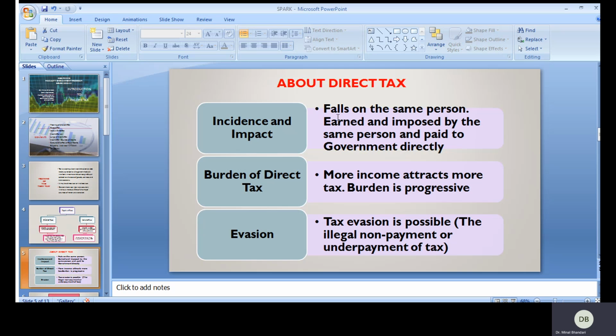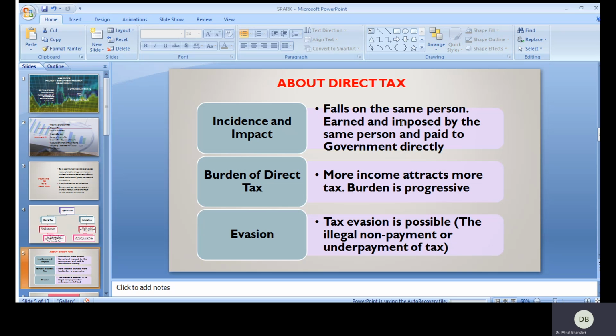So direct tax falls on the same person. That means the person who is earning income is the person paying the tax, and the tax liability is imposed on the same person and paid to the government directly. Direct tax is progressive in nature.